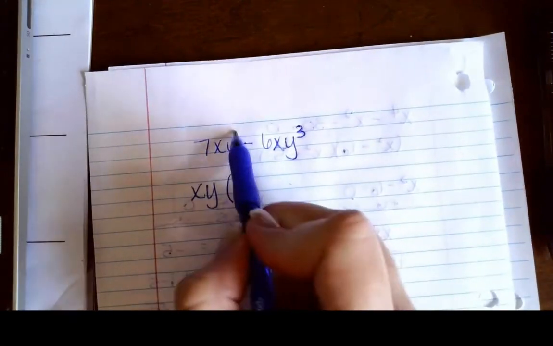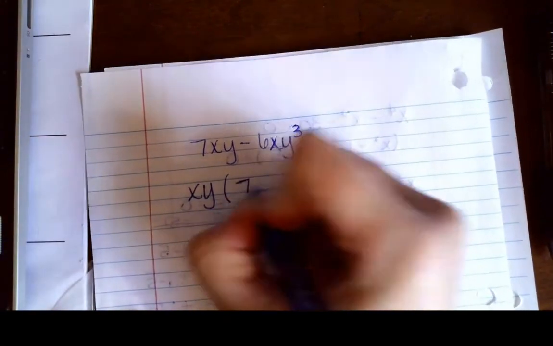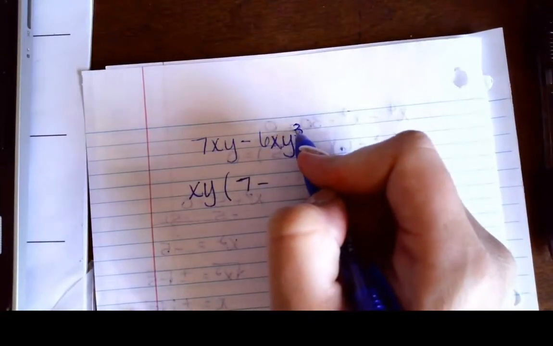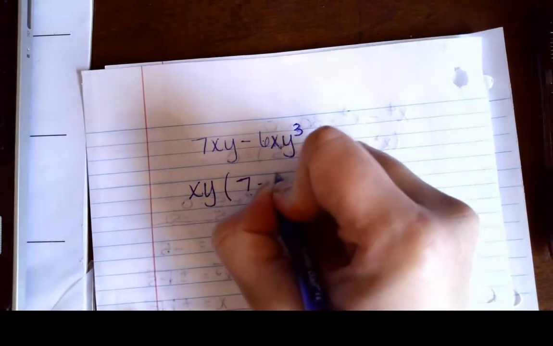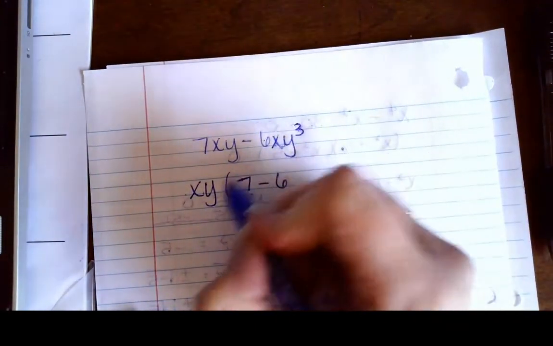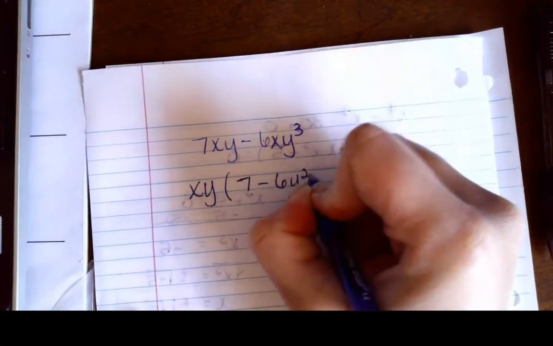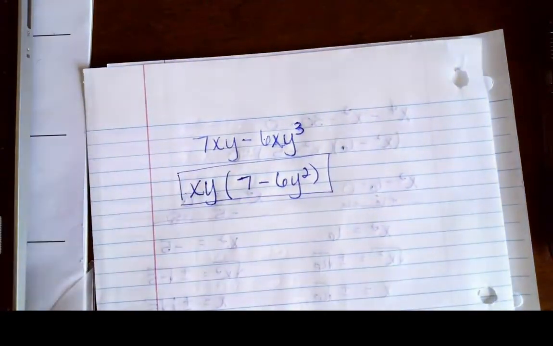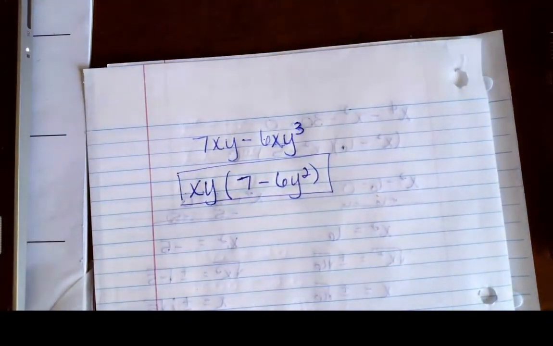All right, so 7xy divided by xy gives me 7 minus 6xy to the 3rd divided by xy. Well, the 6 isn't going anywhere. X divided by x is 1. Y to the 3rd divided by y is y squared. So I have factored out the greatest common factor.